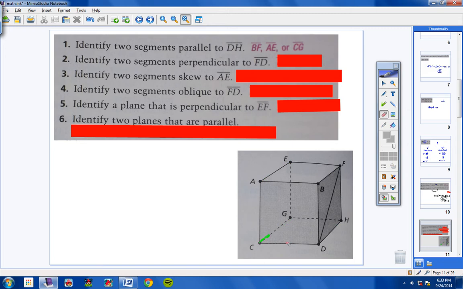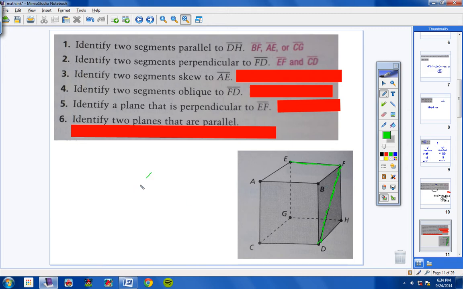Moving on to number 2, identify two segments perpendicular to FD. So here's FD. And now we want to find some segments that are perpendicular to FD. Take a look at this and see if this makes sense. I know it's hard to see. Students, you're like, how in the world could EF be perpendicular to FD? Well, think about it, guys.